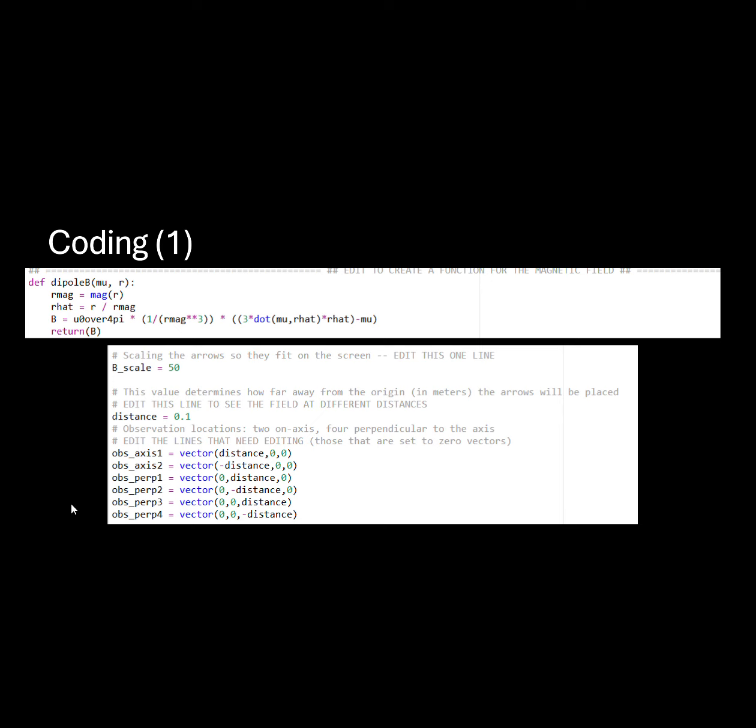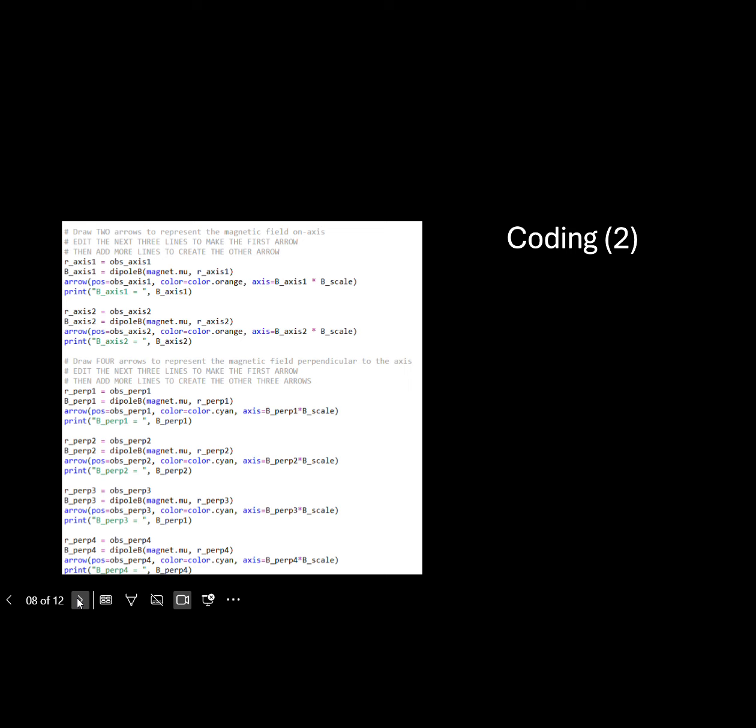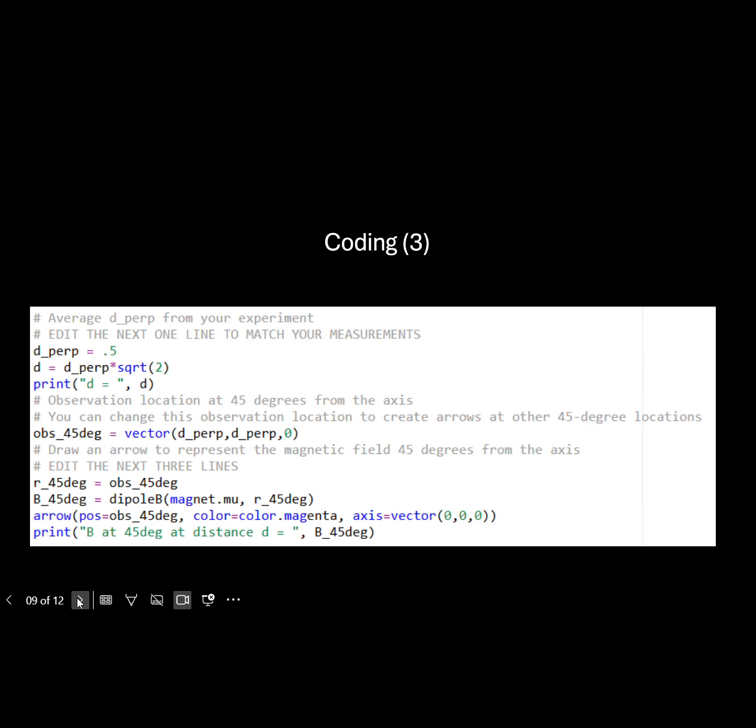and then we created a bunch of arrows to visualize this using the distances that we have. And then we used the locations of 6 or 7 points and created the arrows here as well for visualizing the field.